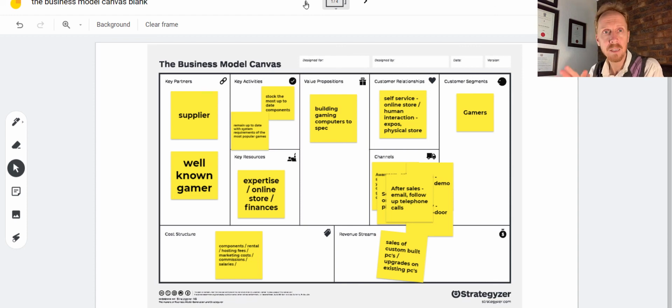Do a SWOT analysis per element or assess your current business. Is there a gap, something that you're not addressing? So that's 2 practical examples of populating the business model canvas.